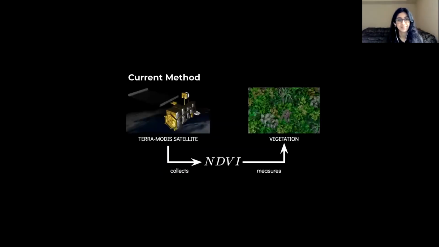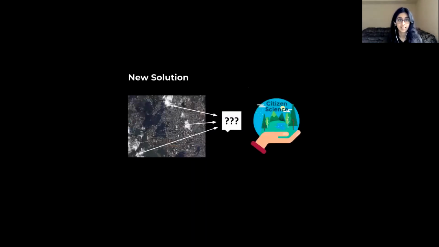Vegetation is a tricky variable to measure. Currently, researchers use the Terra MODIS satellite to capture the NDVI, or Normalized Difference Vegetation Index. However, these satellite measurements of NDVI are often confounded by clouds, shadows, and landscape changes.